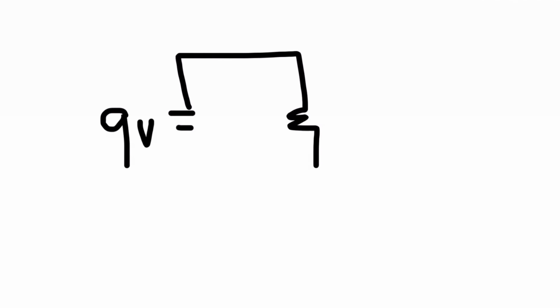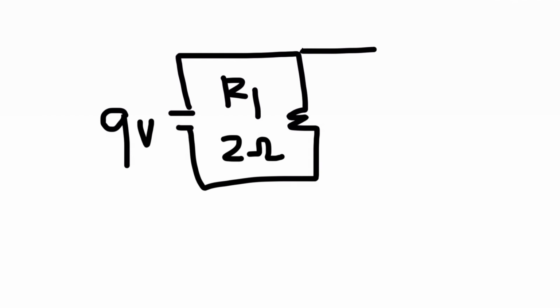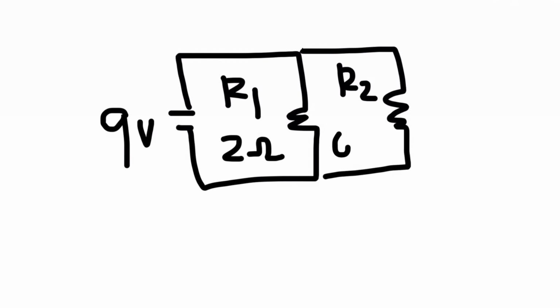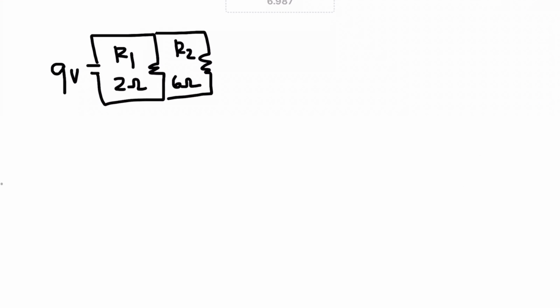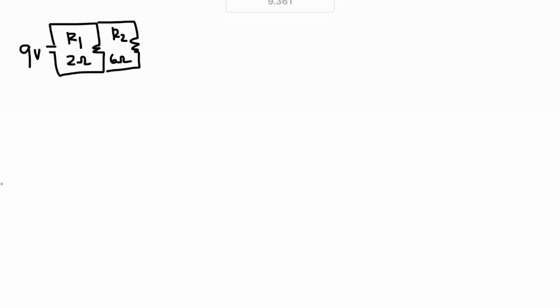Okay, so let's get started by drawing a parallel circuit. I'm going to give it 9 volts. The first resistor is going to have a resistance of 2 ohms. The second resistor will have a resistance of 6 ohms. So this is our circuit drawing, and I'm going to put it all the way in the corner right here.